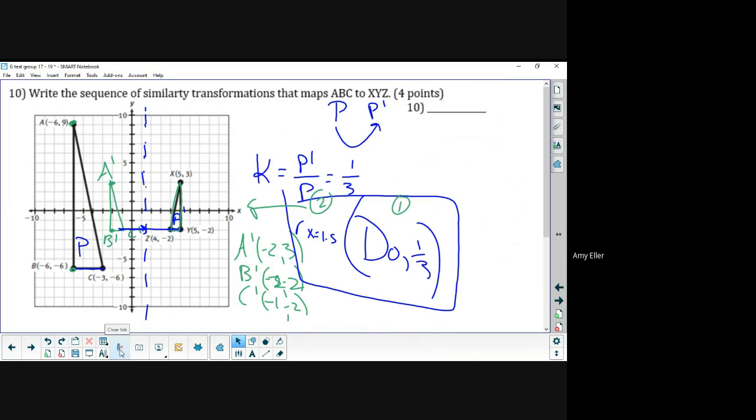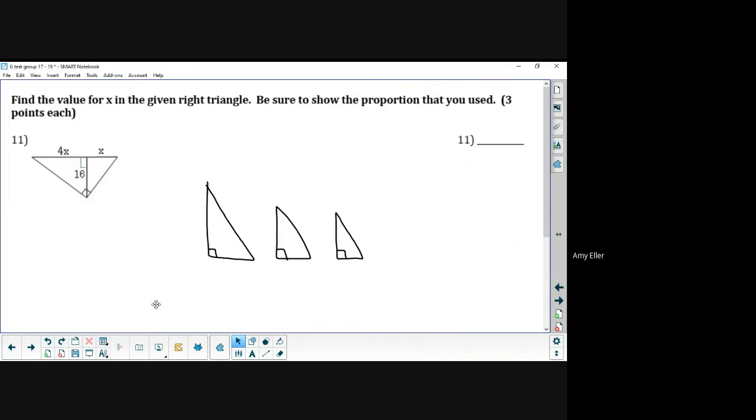Not bad. You guys did a good job. 2 more. They're very similar. Find the value of x for the given right triangle. Be sure to show the proportions you use. I believe every group got this right. I'm still going over it in case you want a clarification.